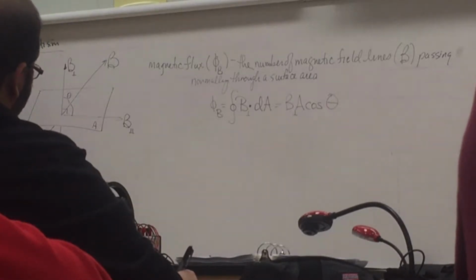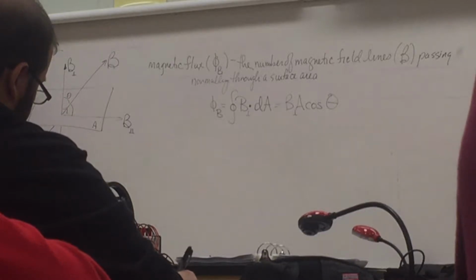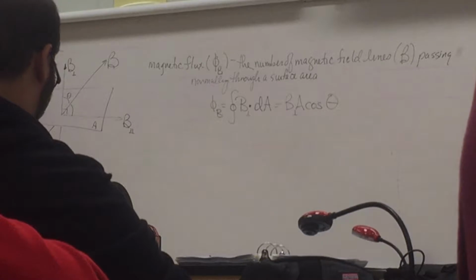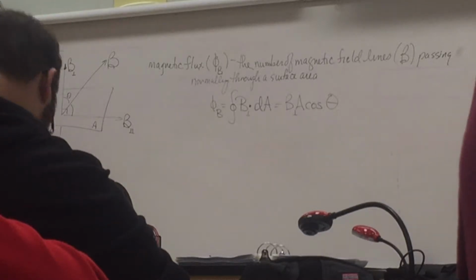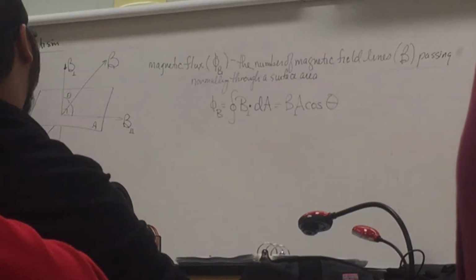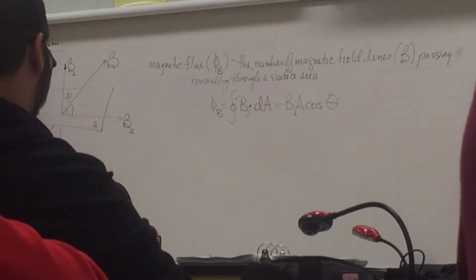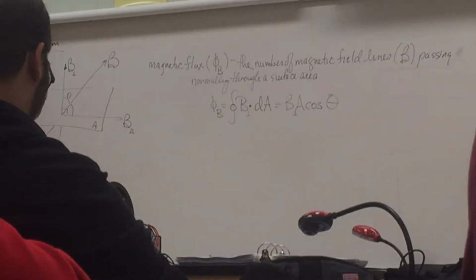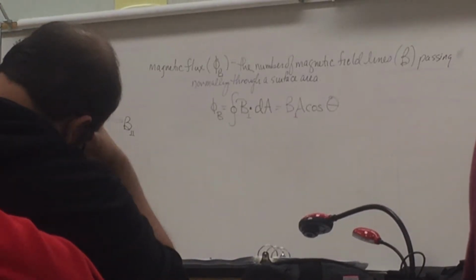So, if theta equals 90, what does that tell you? Are there any magnetic field lines penetrating the surface? No. Now, if theta equals 0, it would be a maximum. Any angle in between, it's an angle in between.